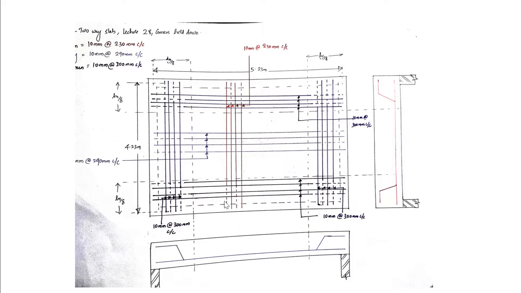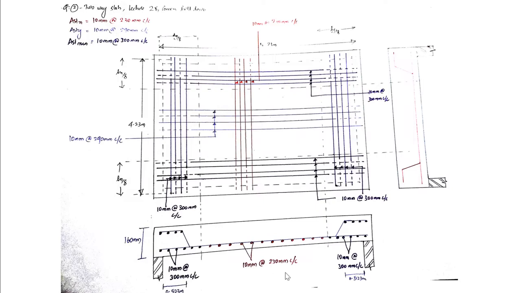This completes the detailing in the plan view. Now I will come to the section view. You can see here the first one is your ASTX being placed like this. Here the ASTY is placed here, ASTX is bottom, and at the edge strip you can see this is 10 mm at 300 mm center to center. At the middle strip you can see 10 mm at 230 mm center to center, that is your design. Again at the edge strip it is 10 mm at 300 mm center to center.